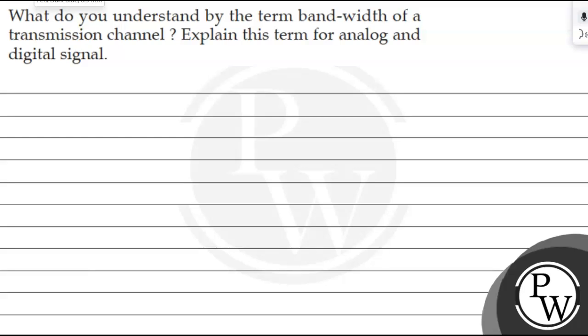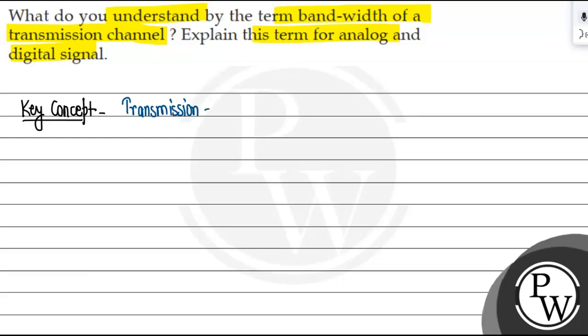It says, what do you understand by the term bandwidth of a communication or transmission channel? And explain this term for analog and digital signal. Okay, so what is the key concept we are using here? Key concept is communication or transmission channel. What is a transmission channel?